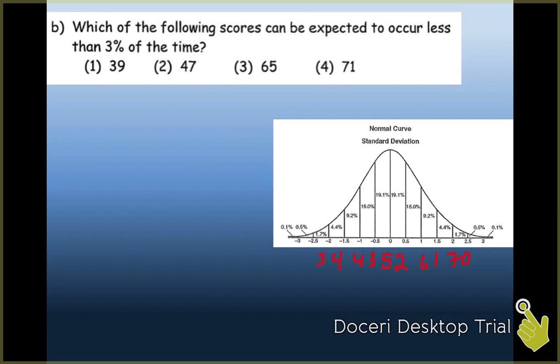They're bad. So we're looking for something that is 3% of the time. So if you notice, 3% actually ends up either in this small section right here or in this small section up here. So you need something that's below 34 or something that's above 70. And the only possible choice there is going to be 71. There's nothing else that falls below 34 or above 70.